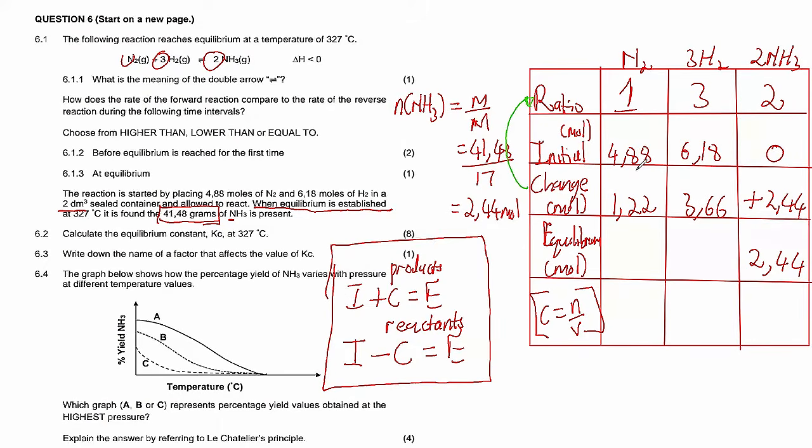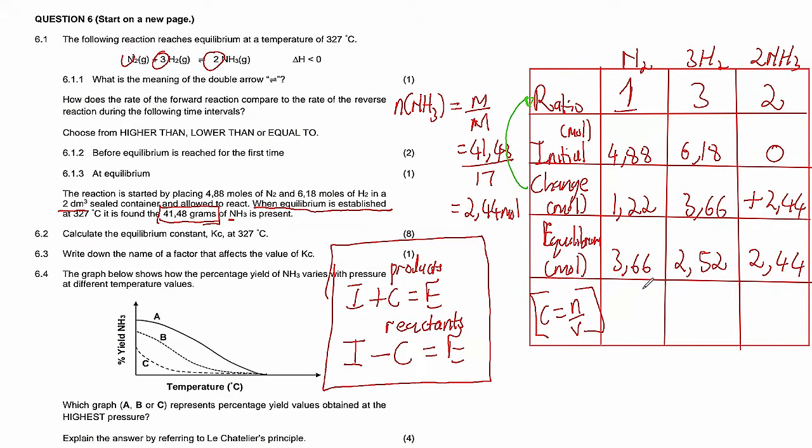Right, so 4.88 minus 1.22, you get 3.66. Then 6.18 minus 3.66, you get 2.52, right? And now it's time for us to calculate the concentration.